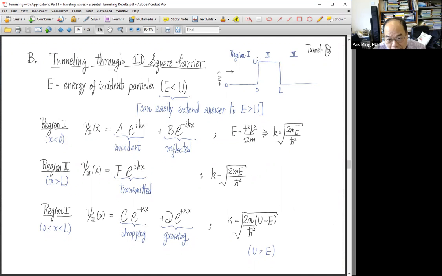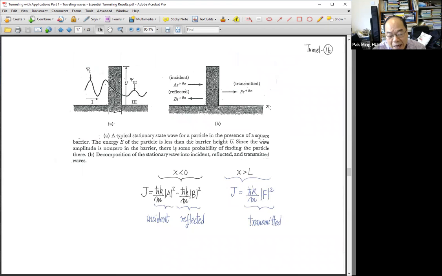In the middle is a finite region. With energy E less than the barrier height, you have an exponentially dropping and an exponentially growing wave. It doesn't matter that you include this because it is legal. The whole range is finite. It grows, but it grows just to a finite value. Then the situation is something like this.